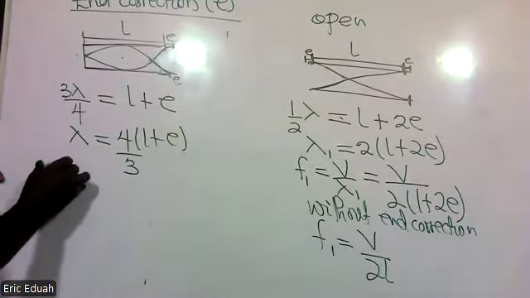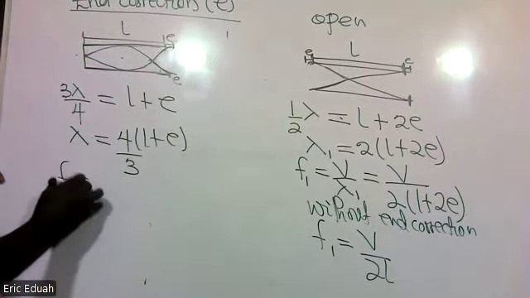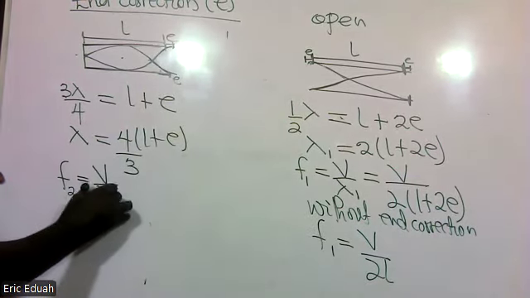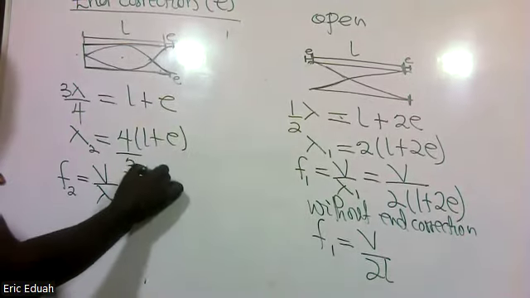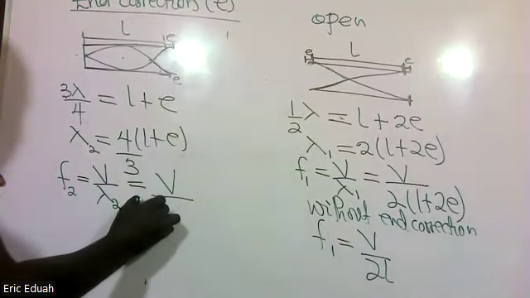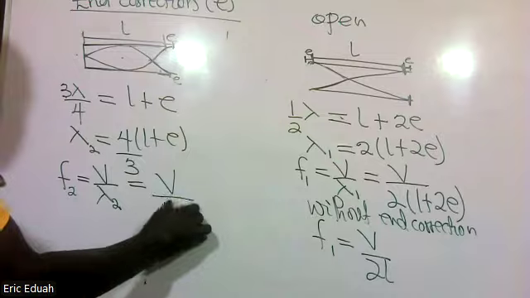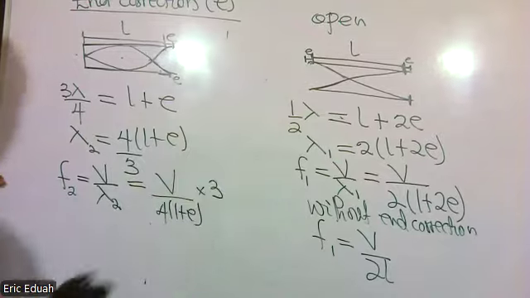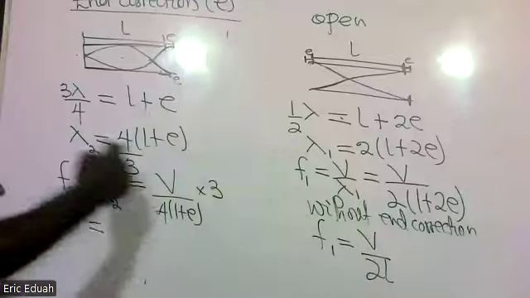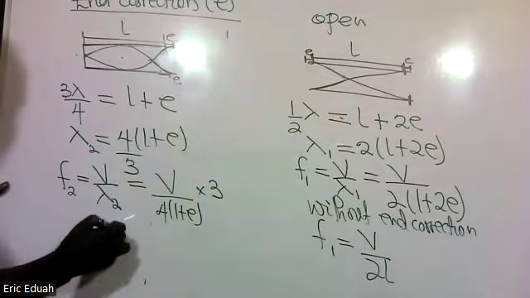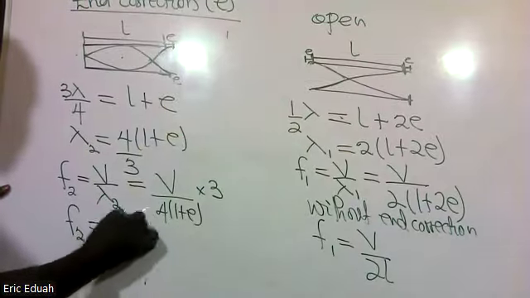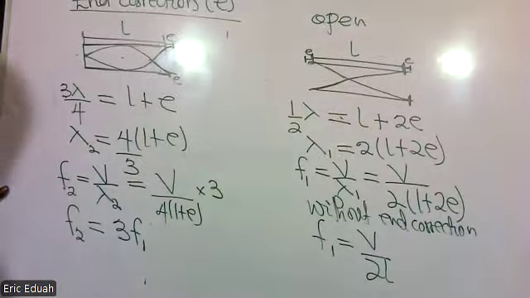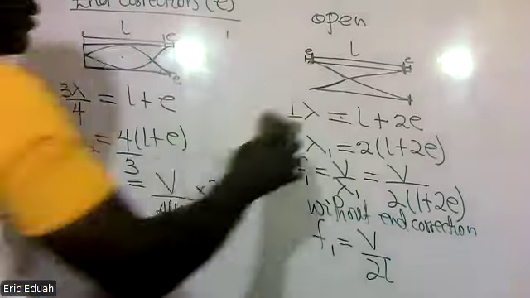And F2 in this case, which is V on lambda 2, will be equal to V over 4 times L plus E, times 3. So even for considering end correction, we still have F2 equal to 3 times F1, the odd harmonics also showing up.